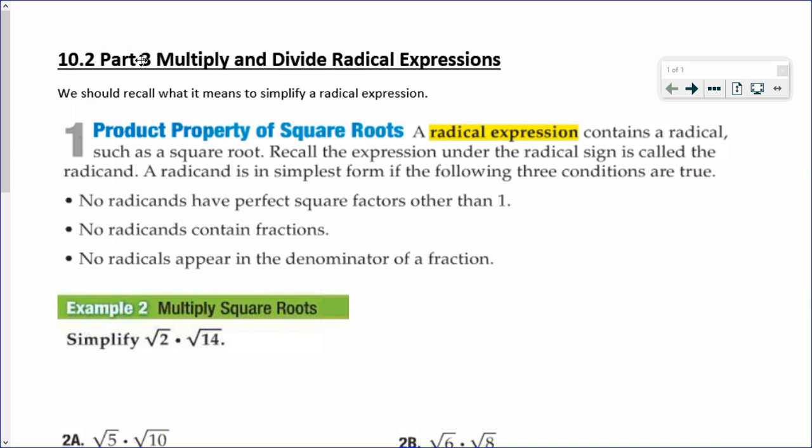Hello everyone. Today we're going to finish up lesson 10.2 with part 3, where we're going to multiply and divide radical expressions. Okay.